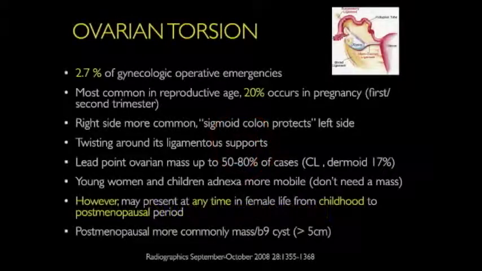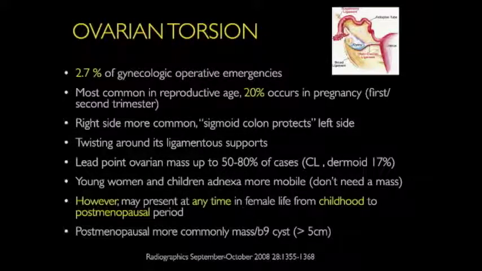Okay, moving on to ovarian torsion. It's not as common as hemorrhagic cyst, of course, but it's very crucial to identify which entity you're dealing with, and it's about 2.7% of gynecologic operative emergencies. It's most common in reproductive age, and about 20% actually occurs during pregnancy, but when it does occur during pregnancy, it's during the first or second trimester because you have increased ligamentous laxity, and by the third trimester, things are so tight that it will be very difficult to torse anything or move things around.